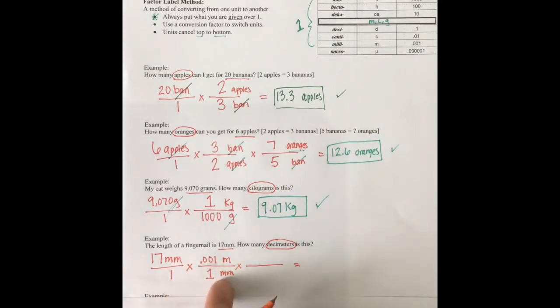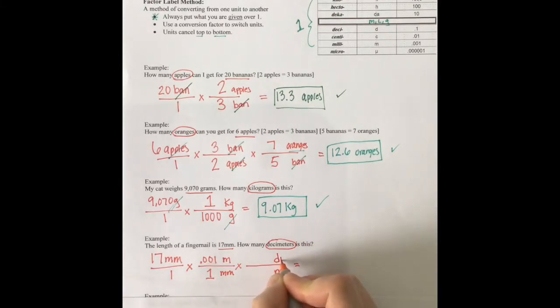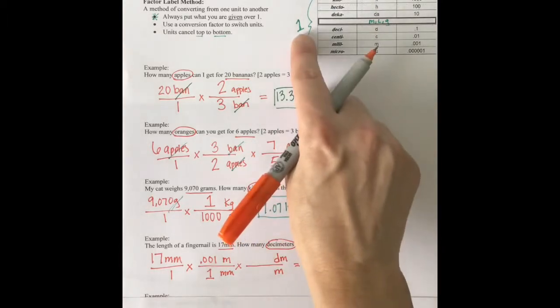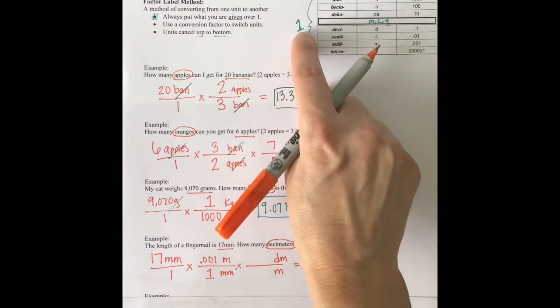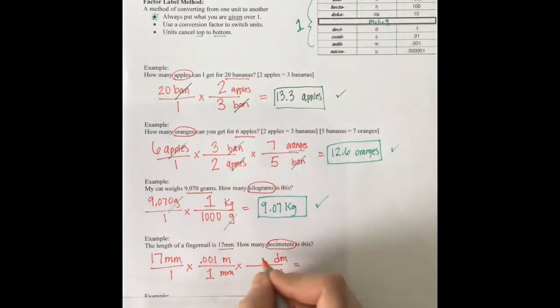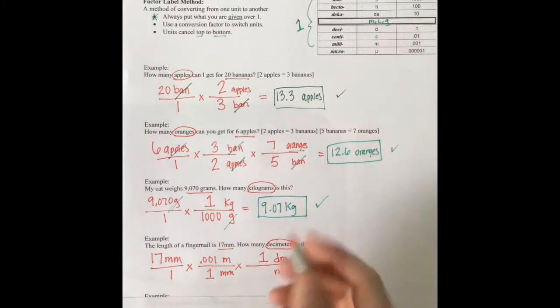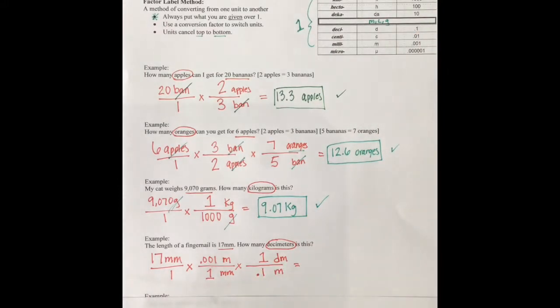Okay, so that cancels millimeters. Now we're in meters. We don't want that anymore. We want decimeters. Okay, our conversion works the same way. 1 decimeter is equal to 0.1 meters.